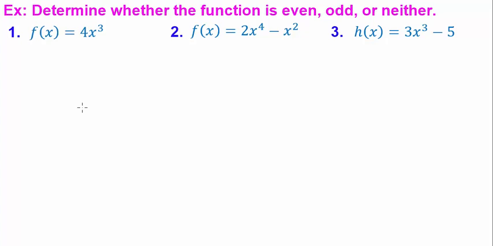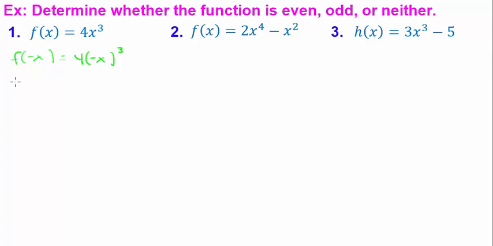To do this, we could graph these and test for symmetry. That's one way to do it. To do it algebraically, however, we are going to substitute the opposite of x into our function to see, after we simplify, what we will get. If we simplify and get the same function, meaning 4x cubed, as a result, then we know it is even. If we simplify and we get the opposite, in other words, negative 4x cubed, then we know it's odd. And if we get something else, then we know it's neither.